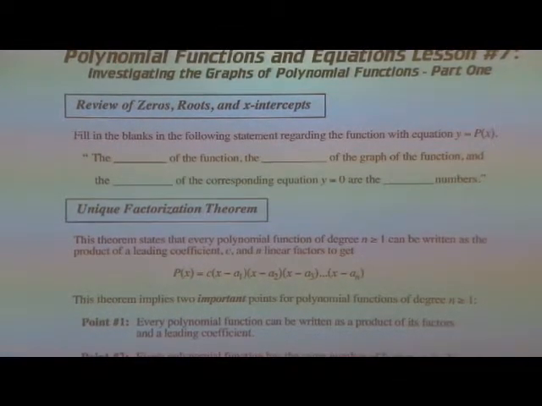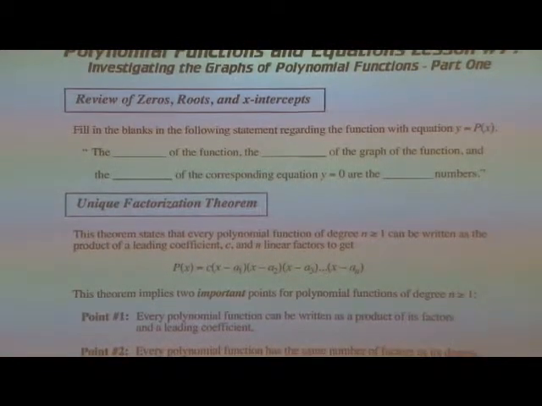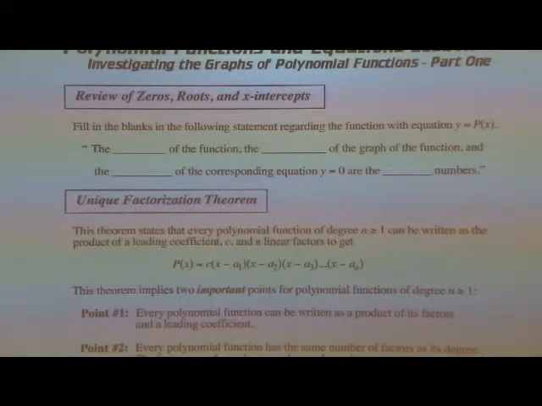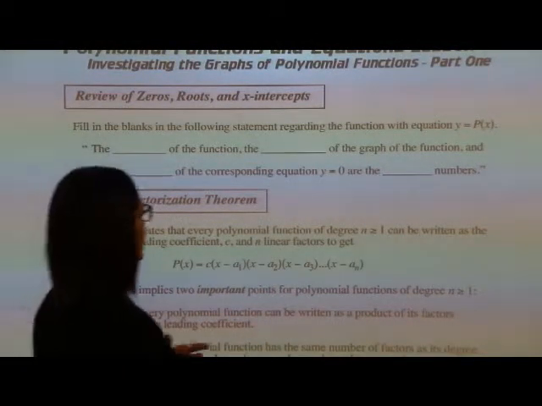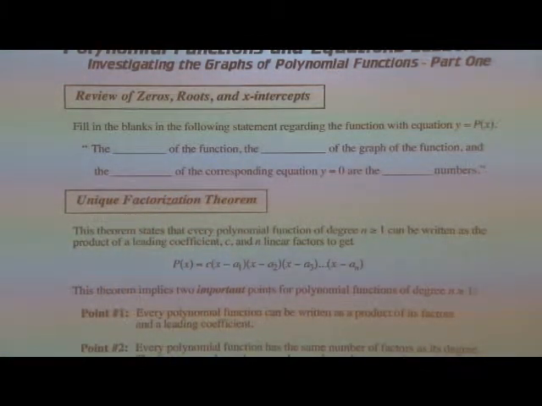So lesson number 7 is one of 3 lessons that looks at the graph of a polynomial function. If we look at a review of things that we learned last year and this year, the blanks of a function, the blanks of the graph of the function, and the blanks of the corresponding equation y equals 0 are the blank numbers. So how do we fill in all of these blanks? Which goes where?